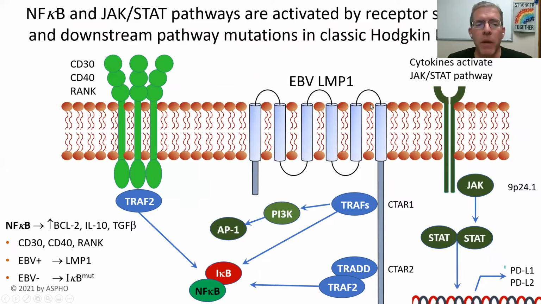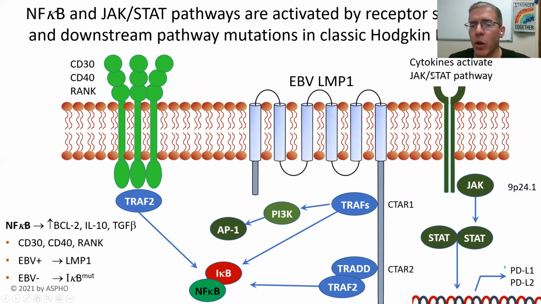So this picture is meant to show the pathways that are involved in Hodgkin lymphoma cell proliferation. So we see that NF-kappa B is constitutively active, either through signaling through CD30, through signaling through the EBV LMP1, or if you're EBV negative, you can have an I-kappa B mutation, which blocks the binding of I-kappa B and allows NF-kappa B translocation to the nucleus and signaling through there.